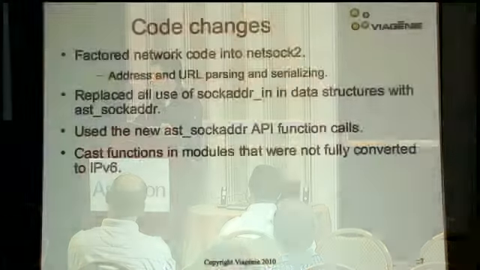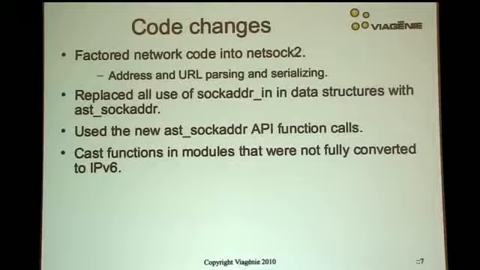So we factored all the network code in chan_sip. We factored it into netsock2. There was already a netsock module. It wasn't used very much in chan_sip. It was used in other channels, which we haven't touched yet. We created a new module, a separate module, so that existing channels, which we haven't converted yet, could still keep using netsock. netsock2 is completely separate from netsock, and it's the only one you should be using in a channel that has been converted to IPv6. It also contains address and URL parsing and serializing.